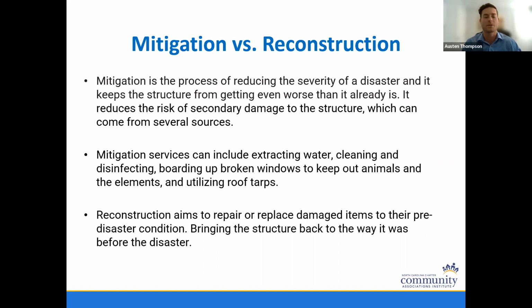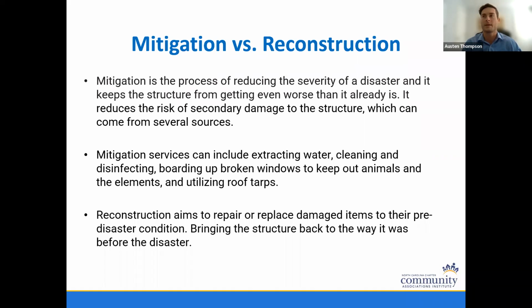Some of the mitigation services would be water extraction, carpet pad being pulled, tile being pulled up, cleaning and disinfecting, boarding up broken windows to keep out animals and other elements that can come from a natural disaster, and then utilizing roof tarps as well. So that really covers the standard side of mitigation for when we come out.